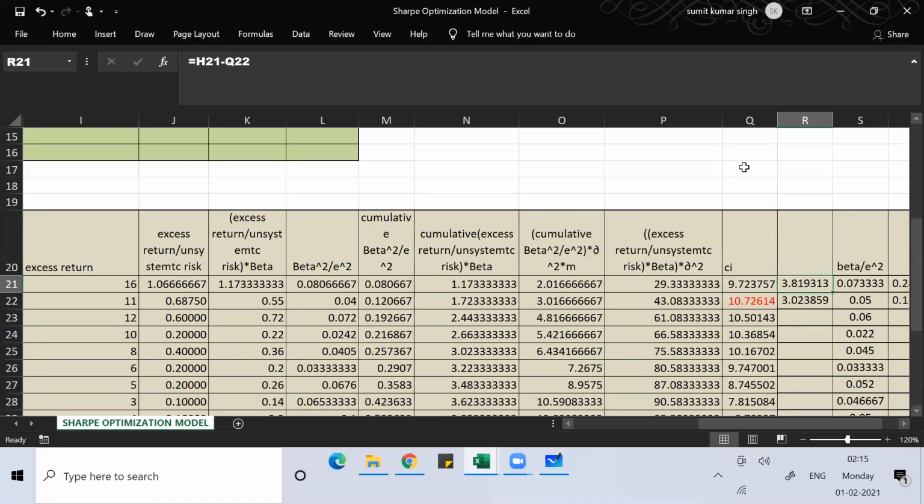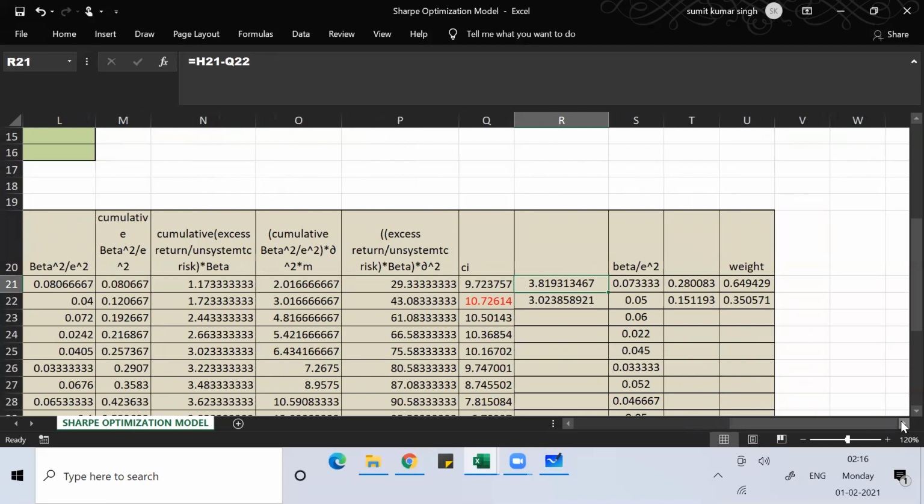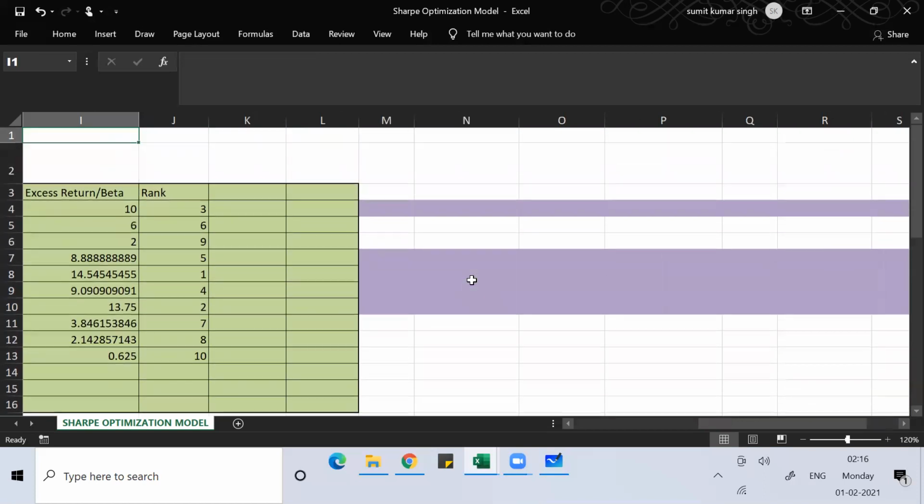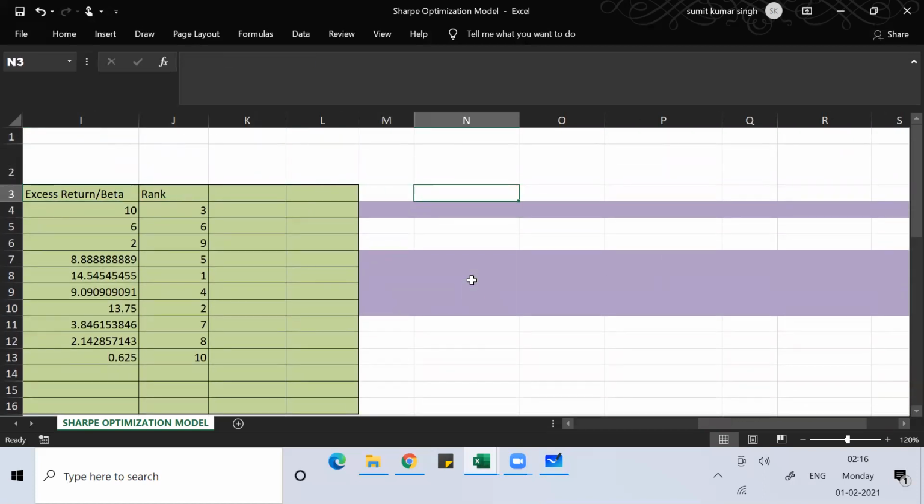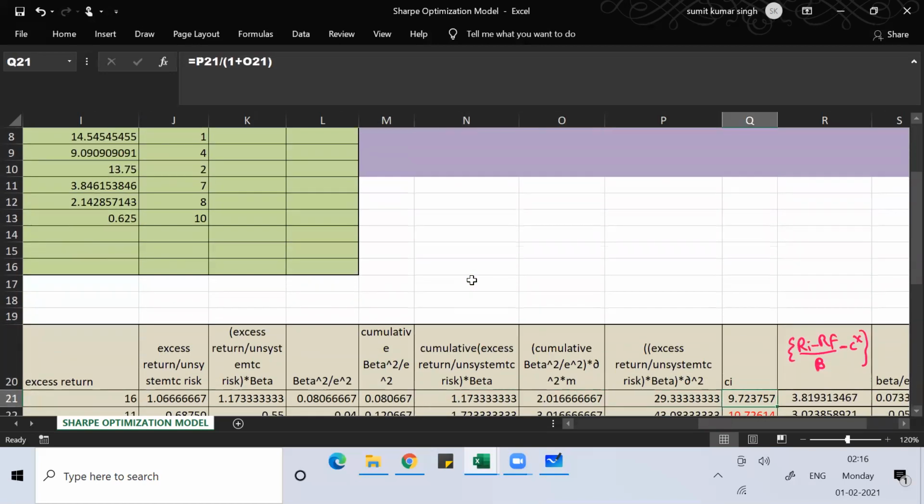Okay, so now what you have to do is subtract this value. What value will I subtract? That is basically Ri minus Rf divided by beta, minus the cutoff. You remember excess return by beta, we did the calculation of excess return by beta here. That excess return by beta, you subtract with the cutoff rate.